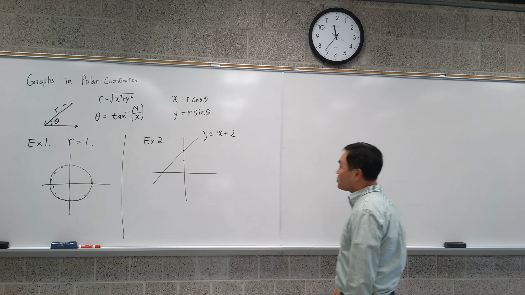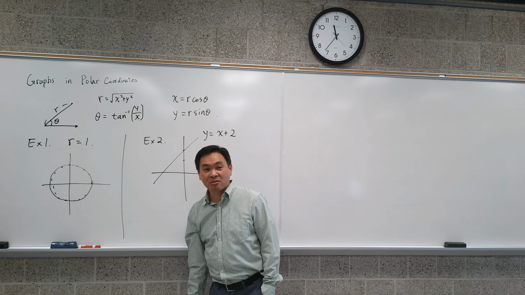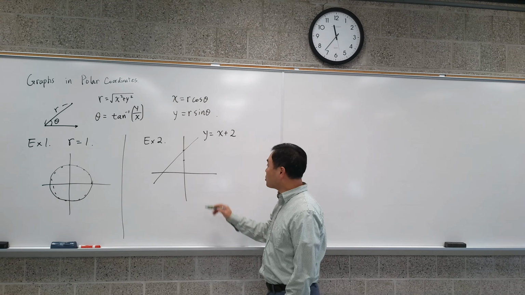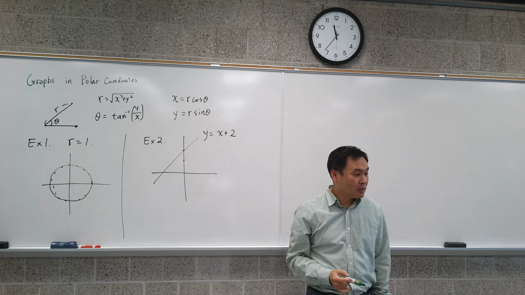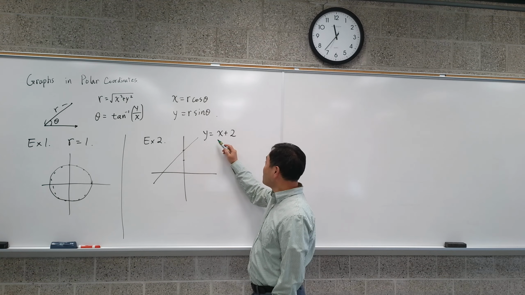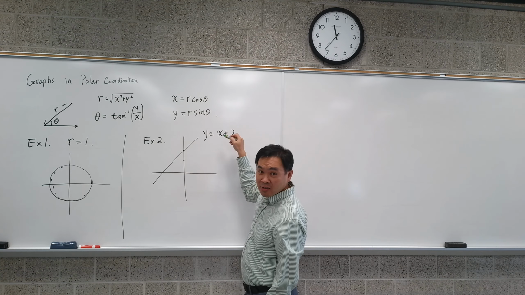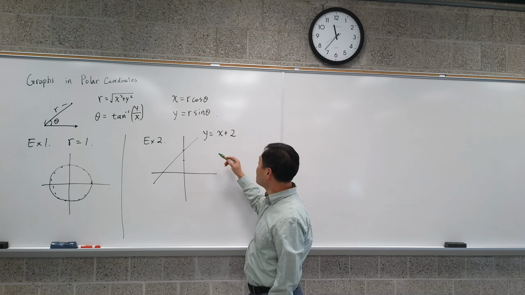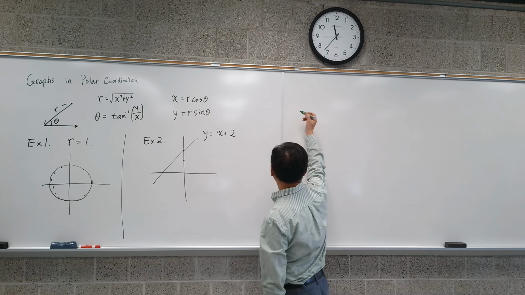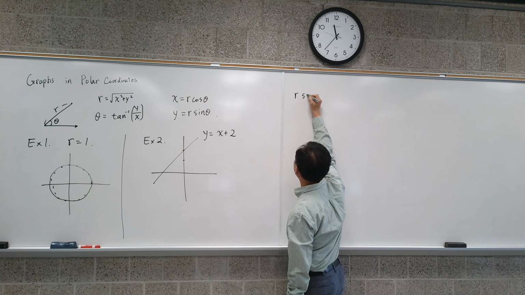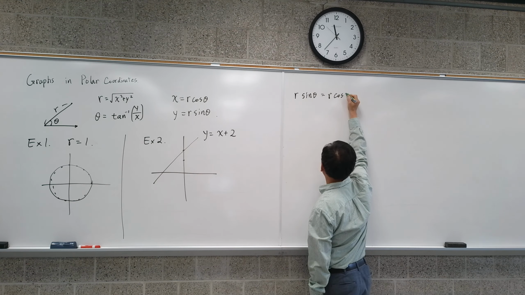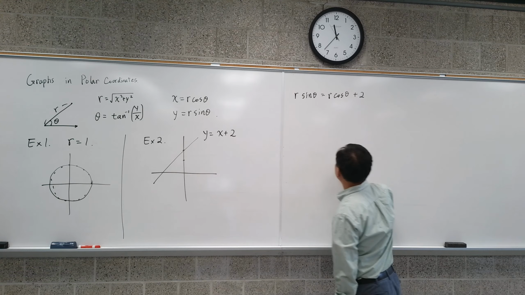Y equals x plus 2 is this line written in the rectangular coordinate system, sometimes known as the Cartesian coordinate system. How do you change this into r and theta? Well, you can just simply plug these two in here, and that gives you the answer. So what you have is replace y by r sine theta, replace x by r cosine theta, just like that.